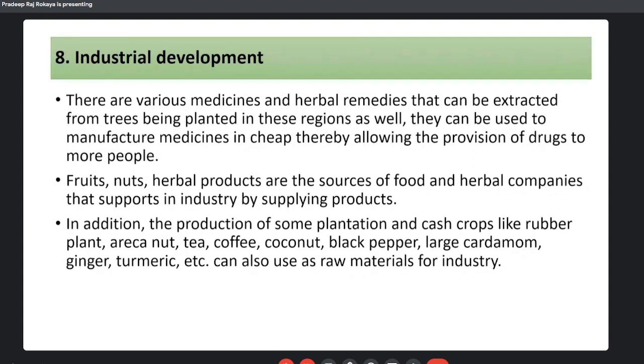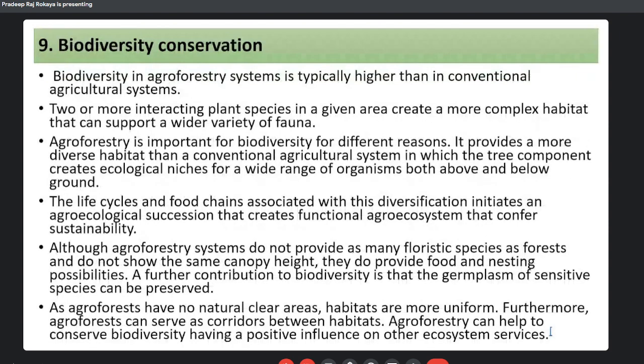The fruits, nuts, herbal products are the sources of the food, and herbal companies support industry by supplying the product. In addition, the production of some plantation and cash crops like rubber plant, areca, tea, coffee, coconut, black pepper, large cardamom, ginger, turmeric, etc., can also be used as raw material for industrial processing. Next, biodiversity conservation.